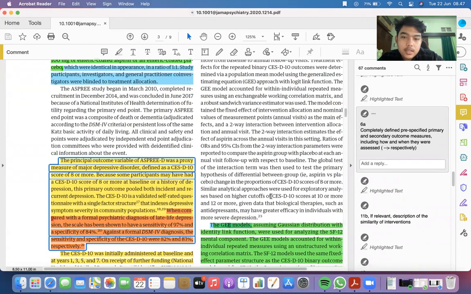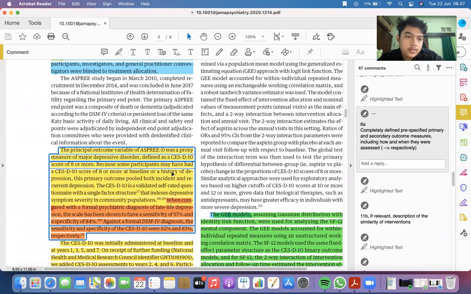Then 6a, completely defined pre-specified primary and secondary outcome measures, including how and when they were assessed. The principal outcome variable of SPRD was a proxy measure of major depressive disorder, defined as a CES-D10 score of 8 or more. Because some participants might have had a CES-D10 score of 8 or more at baseline, or a history of depression, this primary outcome would include both incident and recurrent depression.